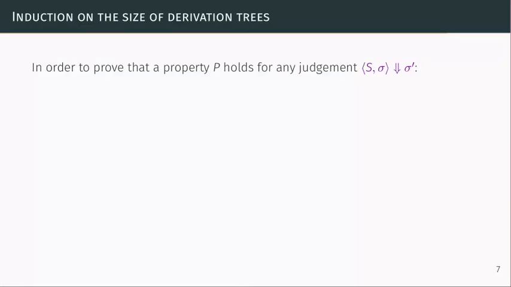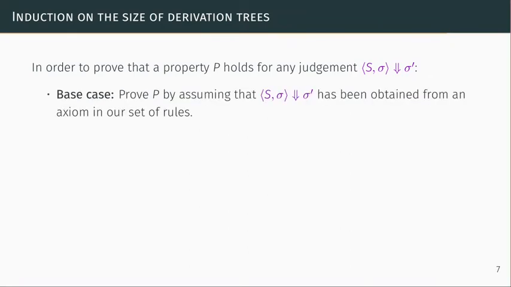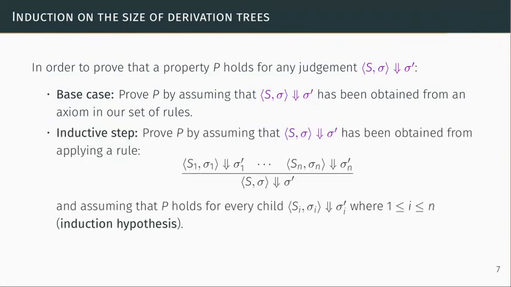More specifically, assume that you want to prove that a property holds for any judgment such as this one. If you use induction on the size of the derivation trees, the base cases cover all those cases in which you have applied an axiom in order to obtain this judgment. The rule that you have applied here could be a skip, it could be an assign, it could be the while in which the condition is false, and so on. The induction step, on the contrary, is used in those cases in which this judgment has been obtained by means of a rule with several assumptions.